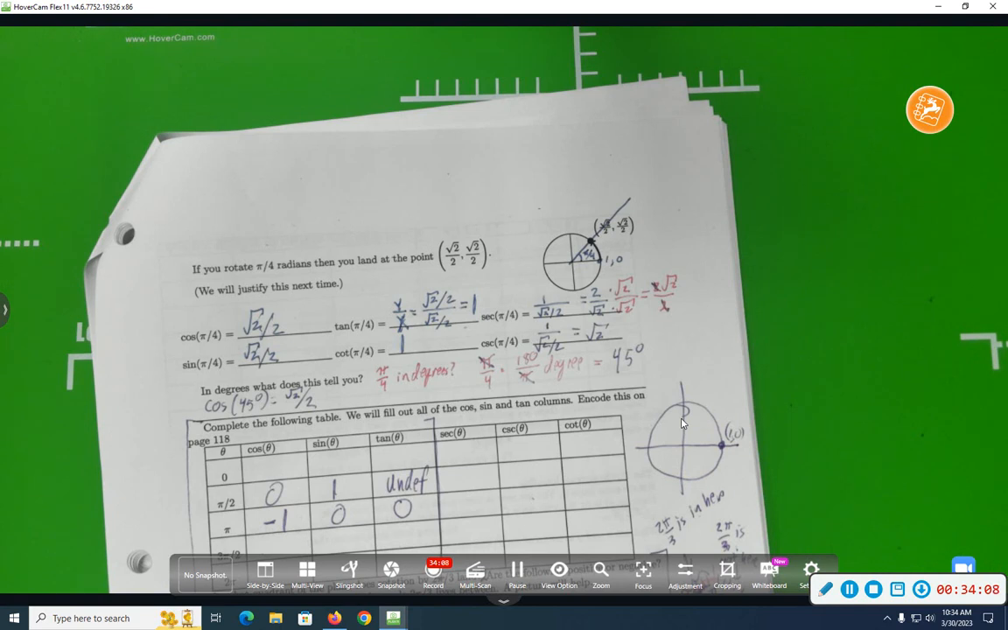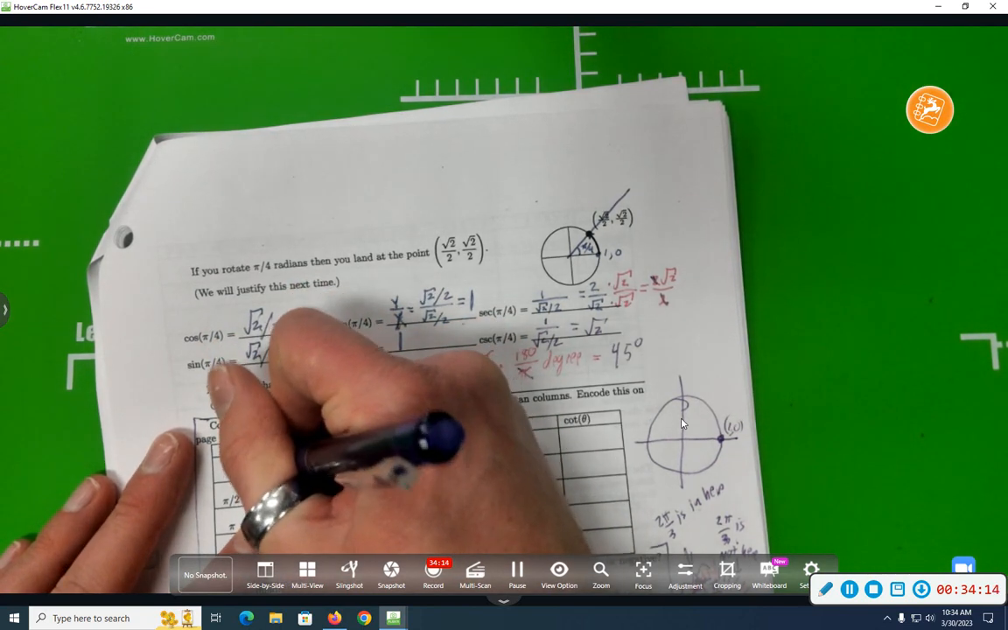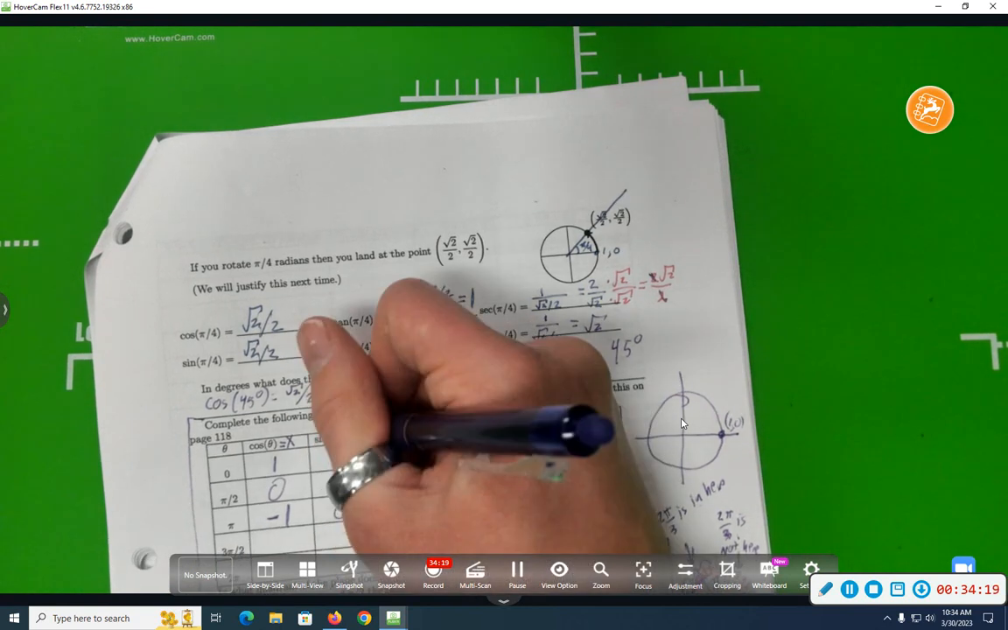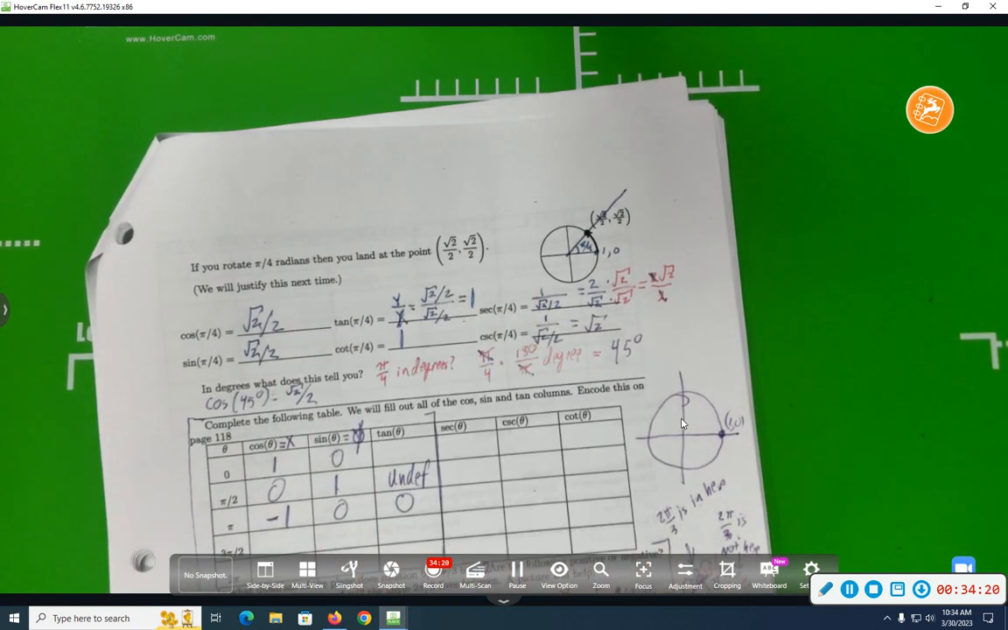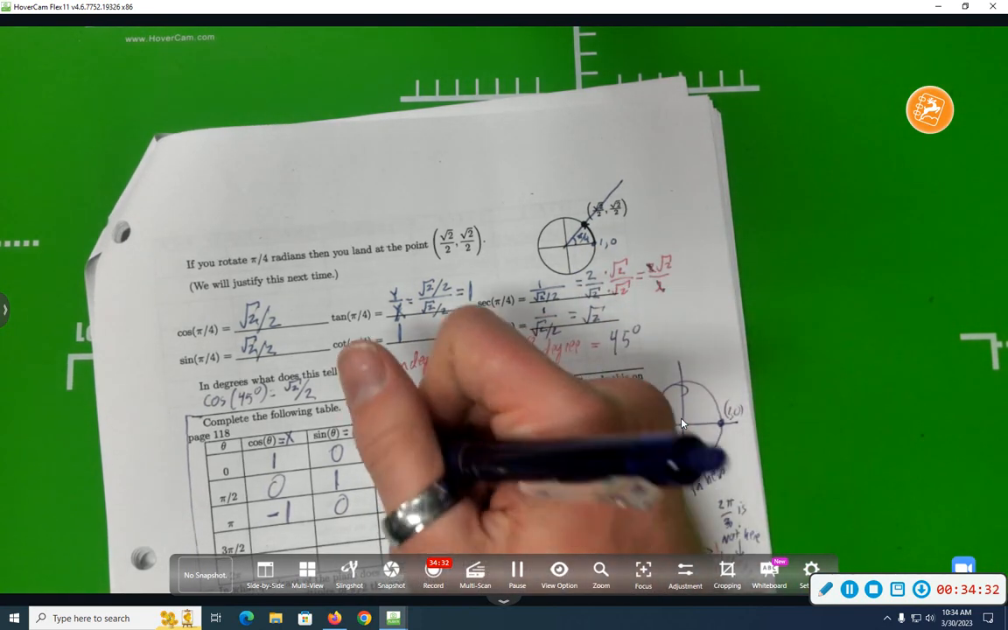Okay, same as I am already. So that means that the x-coordinate, remember the cosine is the x-coordinate, is 1. The sine, the y-coordinate, is 0. So what's the tangent of 0? 0. Nice.